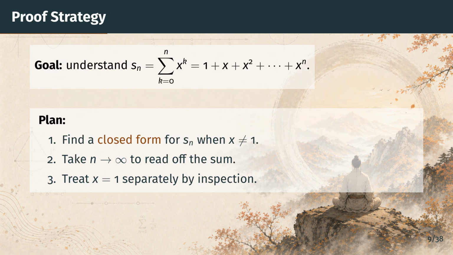The plan is short and concrete. First, we compute a closed form for the partial sum S sub n when x is not equal to 1, using a standard algebraic trick. Second, we let n go to infinity in that closed form, which immediately tells us whether and to what the series converges. Third, the case x equals 1 has to be handled separately because the closed form fraction has a 0 in the denominator there. But in that case, the series is just 1 plus 1 plus 1 forever, which obviously diverges.